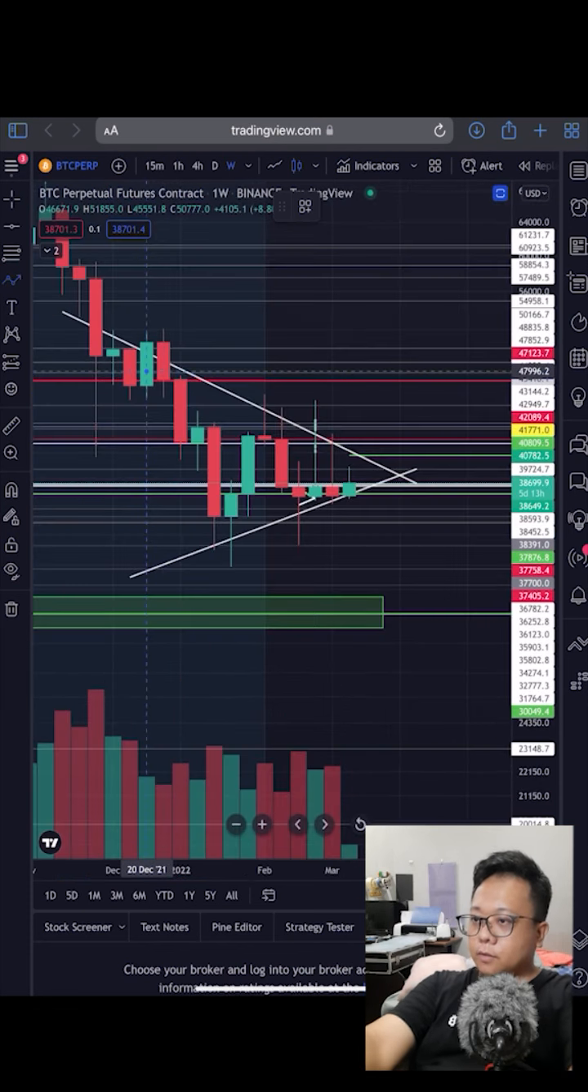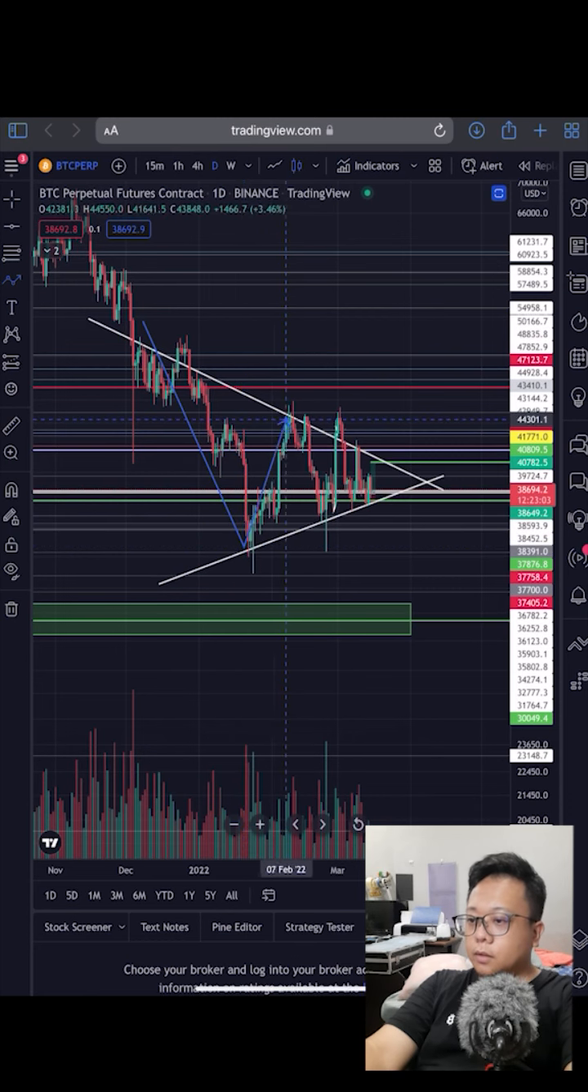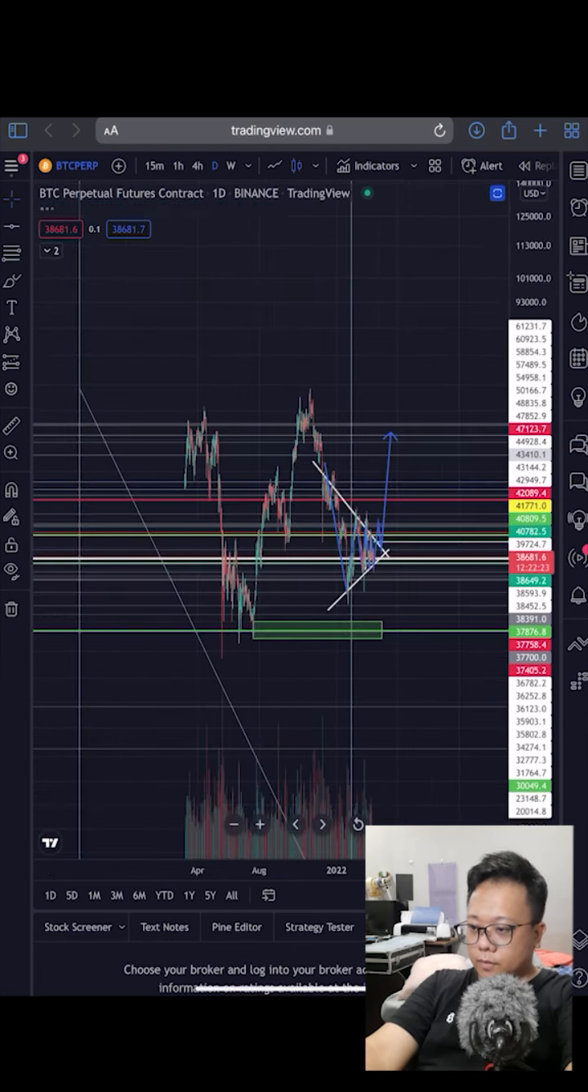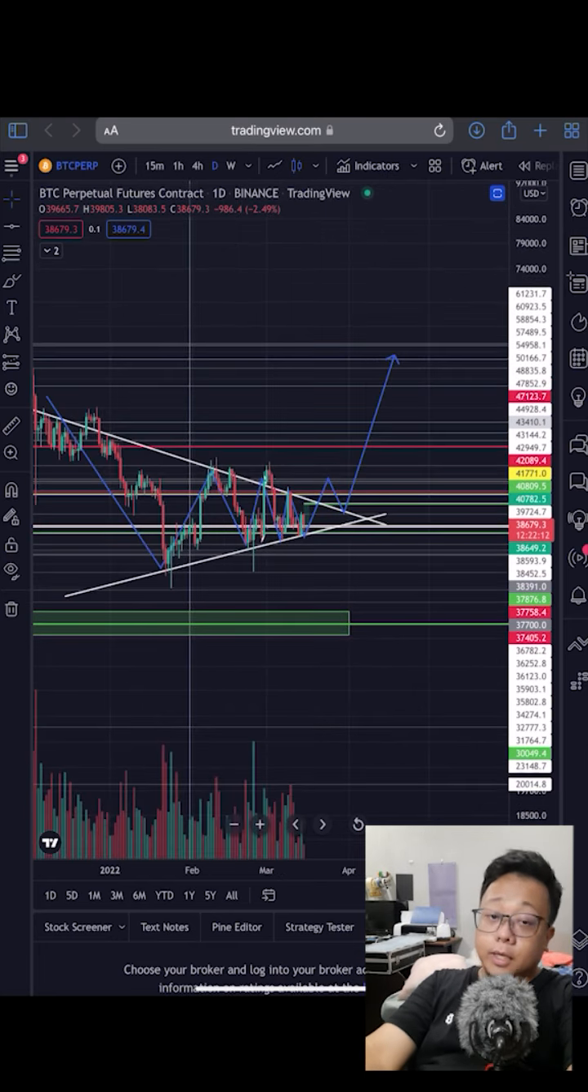Back to the daily. There, 1, 2, 3. If this breaks, we make a higher high there and come back here. That's it for now. So that's my long-term scenario. Currently, I'm bullish on Bitcoin.